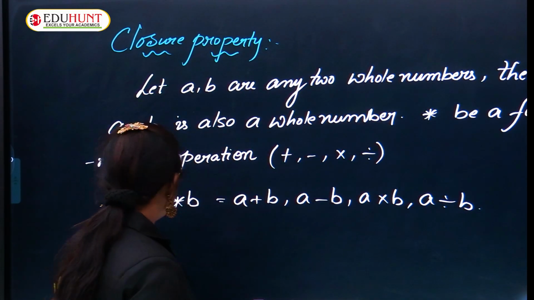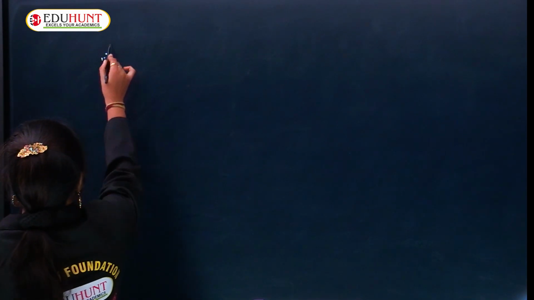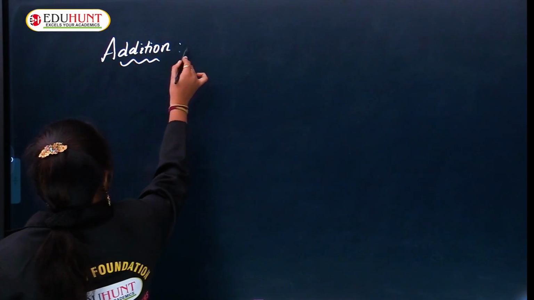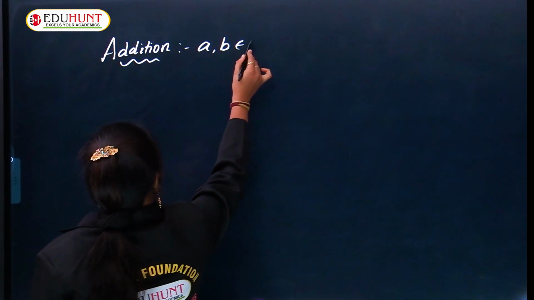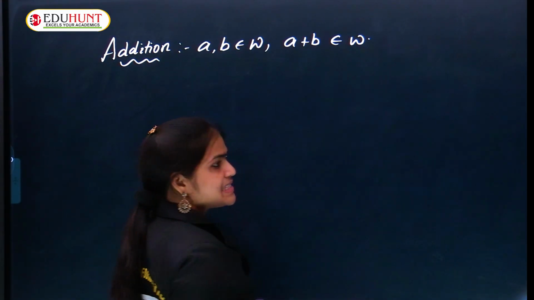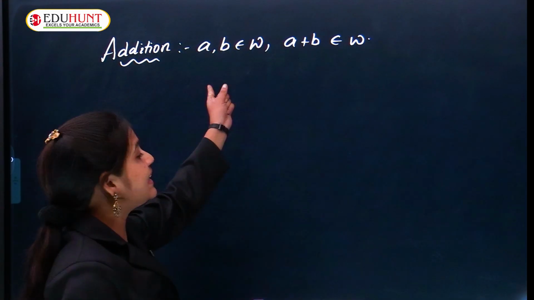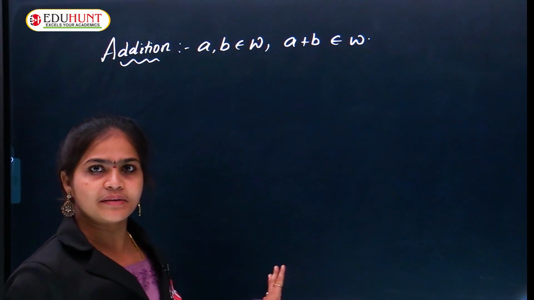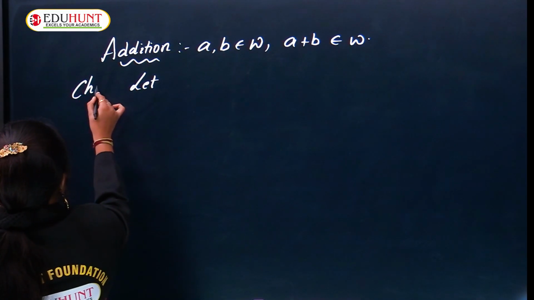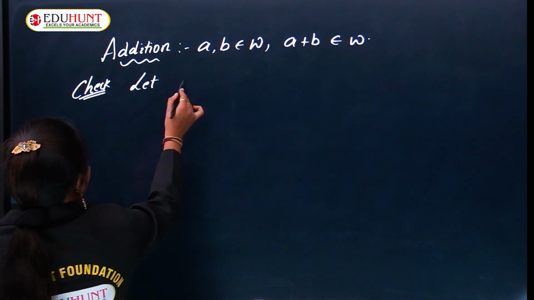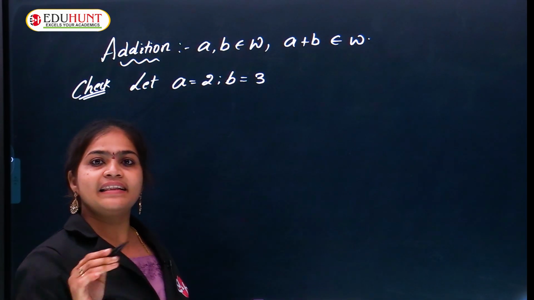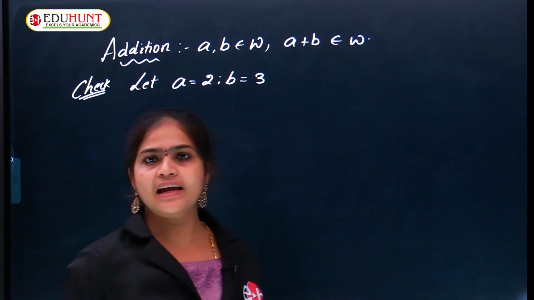Now first, addition. What is the condition? A, B belong to whole numbers, then A plus B also belongs to whole numbers. This is the condition. Now we check whether this condition is satisfied, by taking an example. Let A equal 2 and B equal 3. Are 2 and 3 whole numbers? Of course they are.